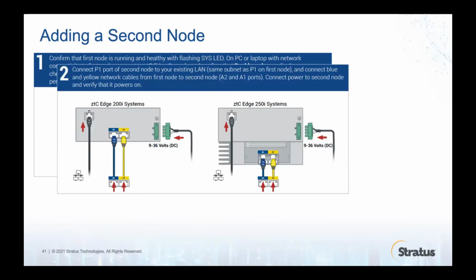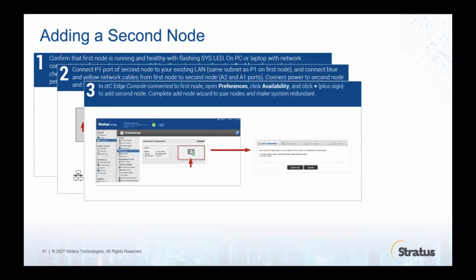Then you take the second node that you've purchased. You plug in all the cables, that means the blue and the yellow cable, as well as your network cable, and then press the power button and power it on. Once you've powered it on, you go back to your original web interface, and under the Preferences tab there is an option called Availability. As you see on the screen, it has already detected the one node is running, but there's now an option to click on the little green plus sign to add the second node.